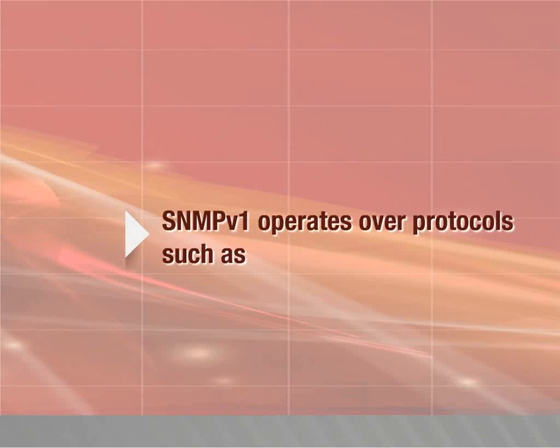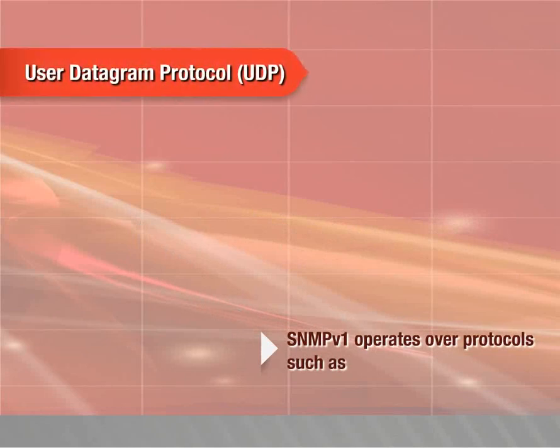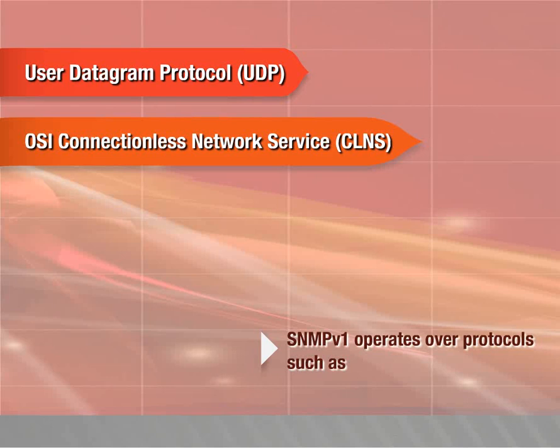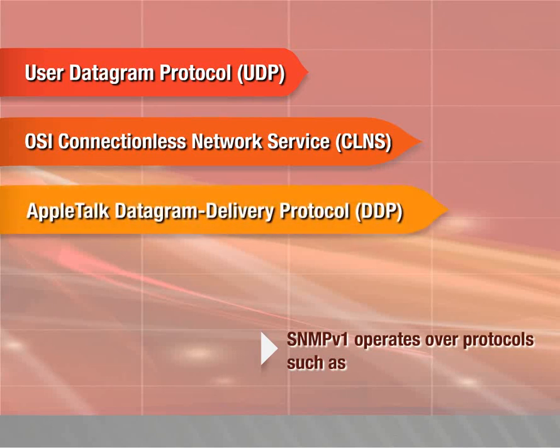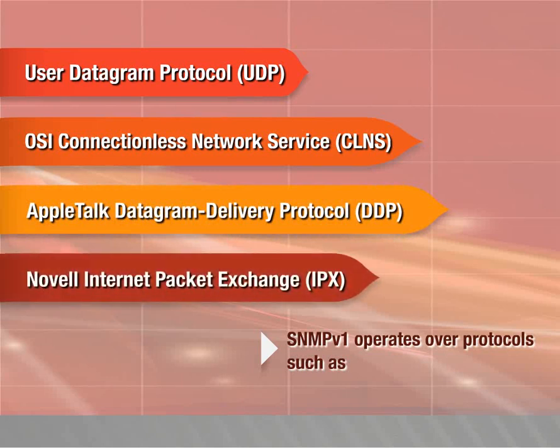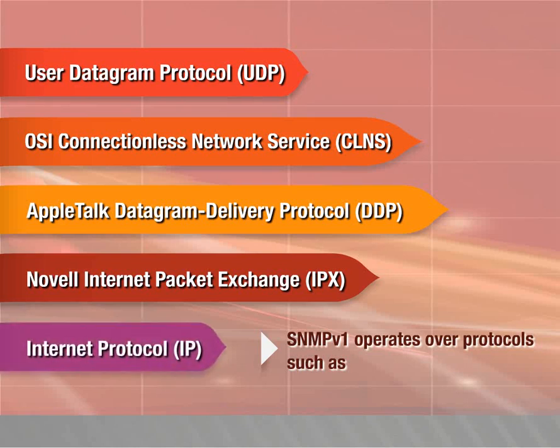SNMP v1 operates over protocols such as User Datagram Protocol, UDP, OSI Connectionless Network Service, CLNS, AppleTalk Datagram Delivery Protocol, DDP, Novell Internet Packet Exchange, IPX, Internet Protocol, IP.